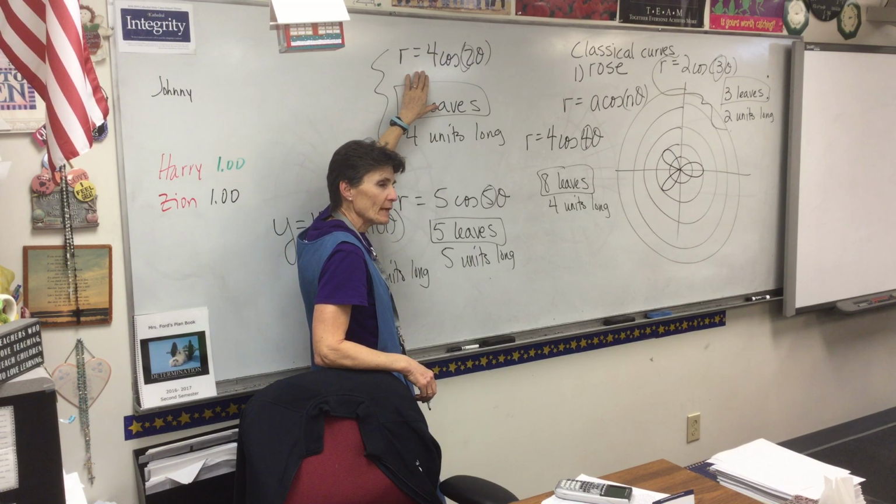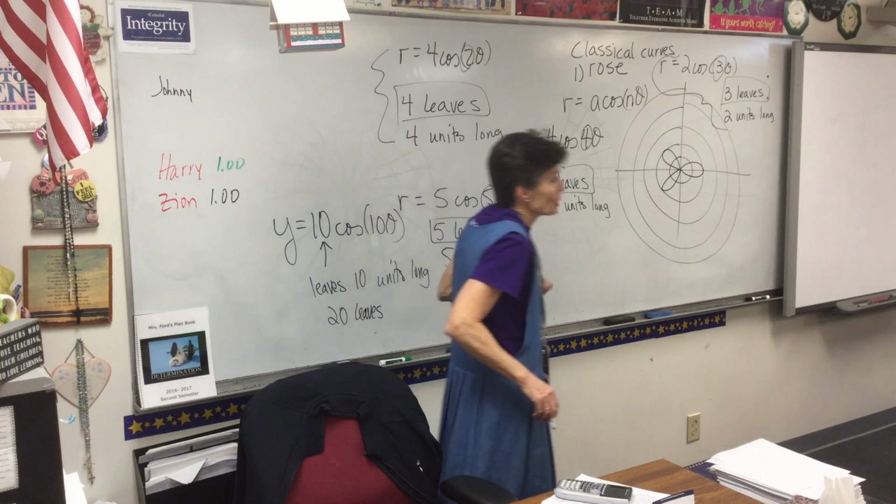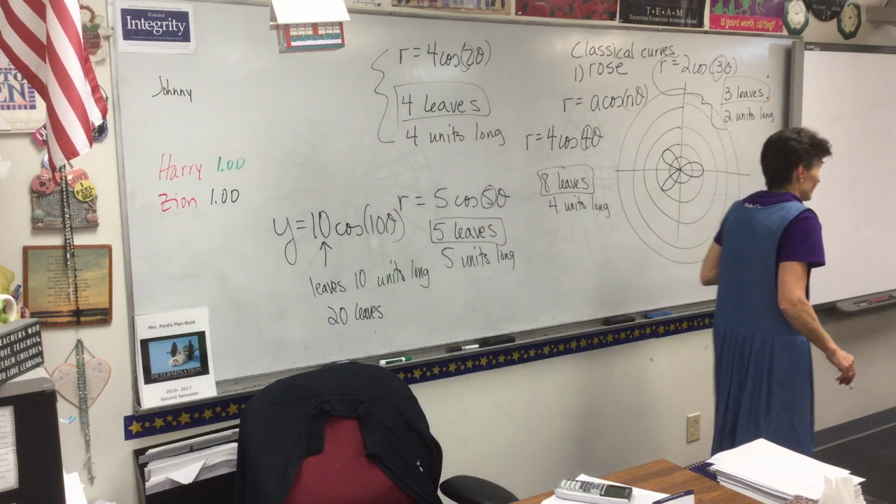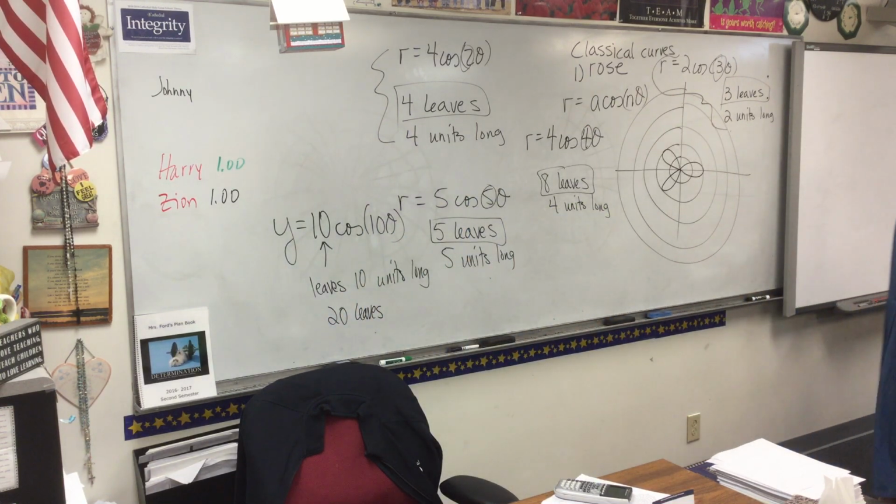I want you to take a good look at it, graph it, 4 cosine 2 theta. Take a look at it. And then I want you to change the cosine to a sine. Leave the numbers the same, but change the cosine to a sine. Does it still have 4 leaves, and are they still 4 units long? Yes. What happened? It's not exactly the same picture. What happened to it? It rotated.